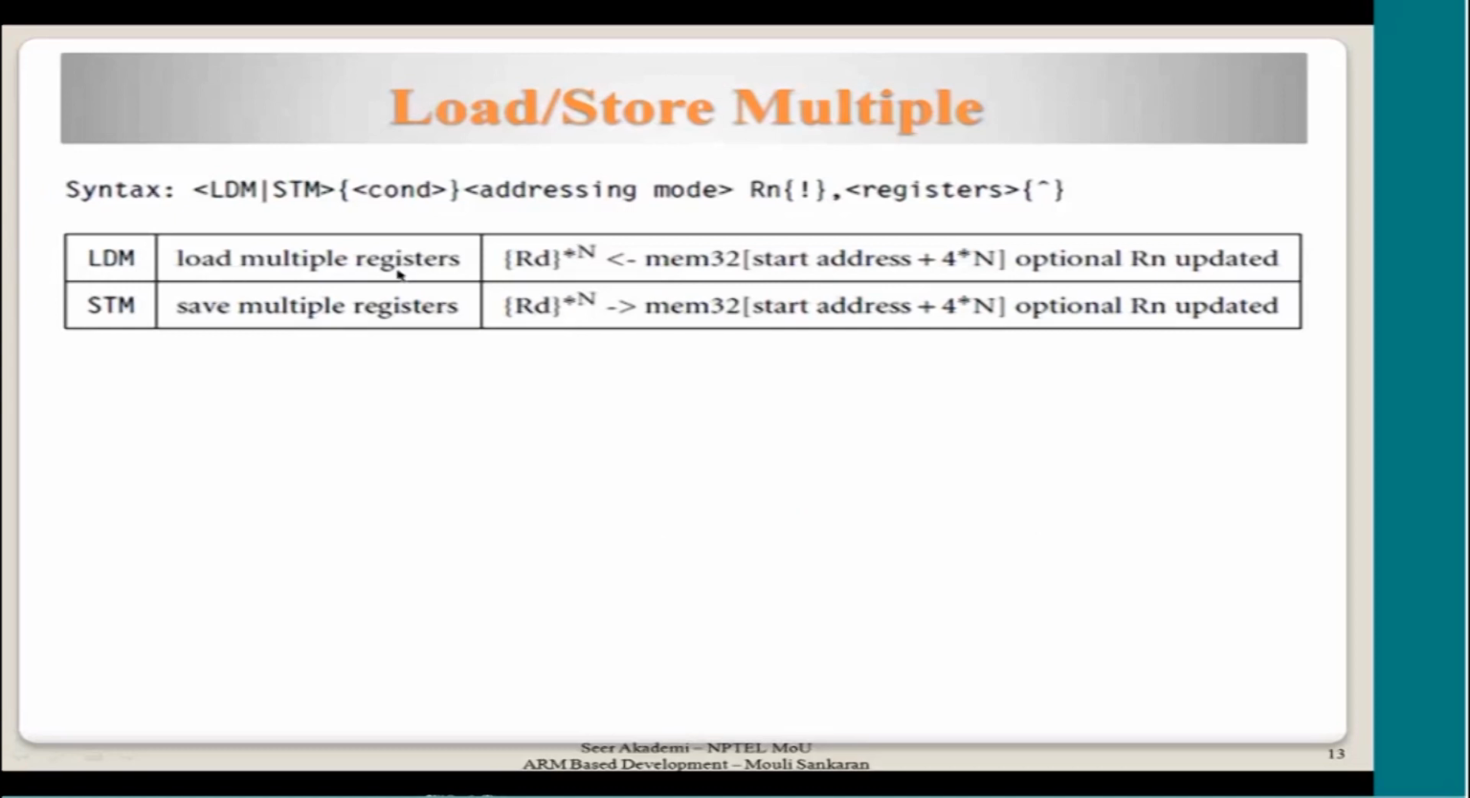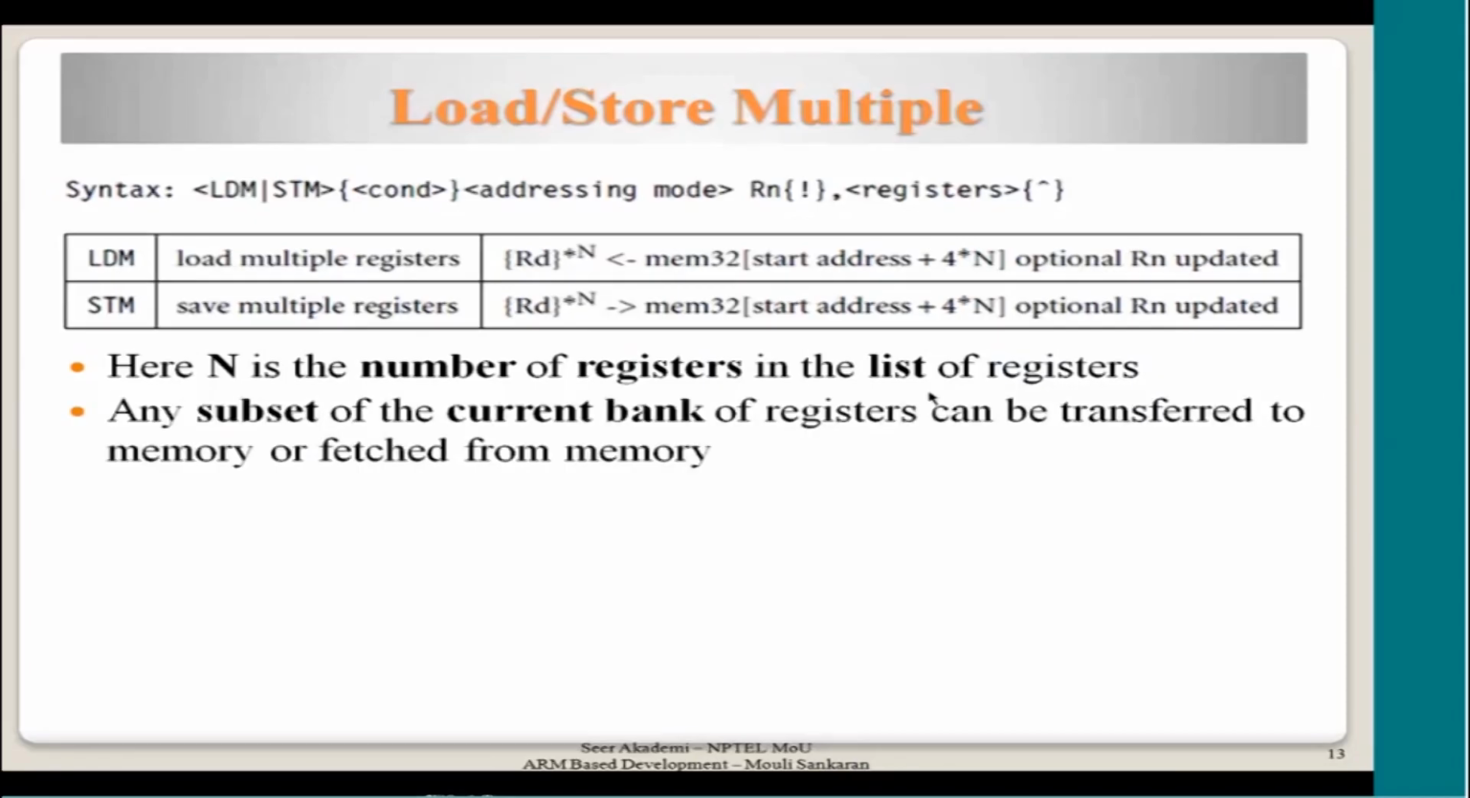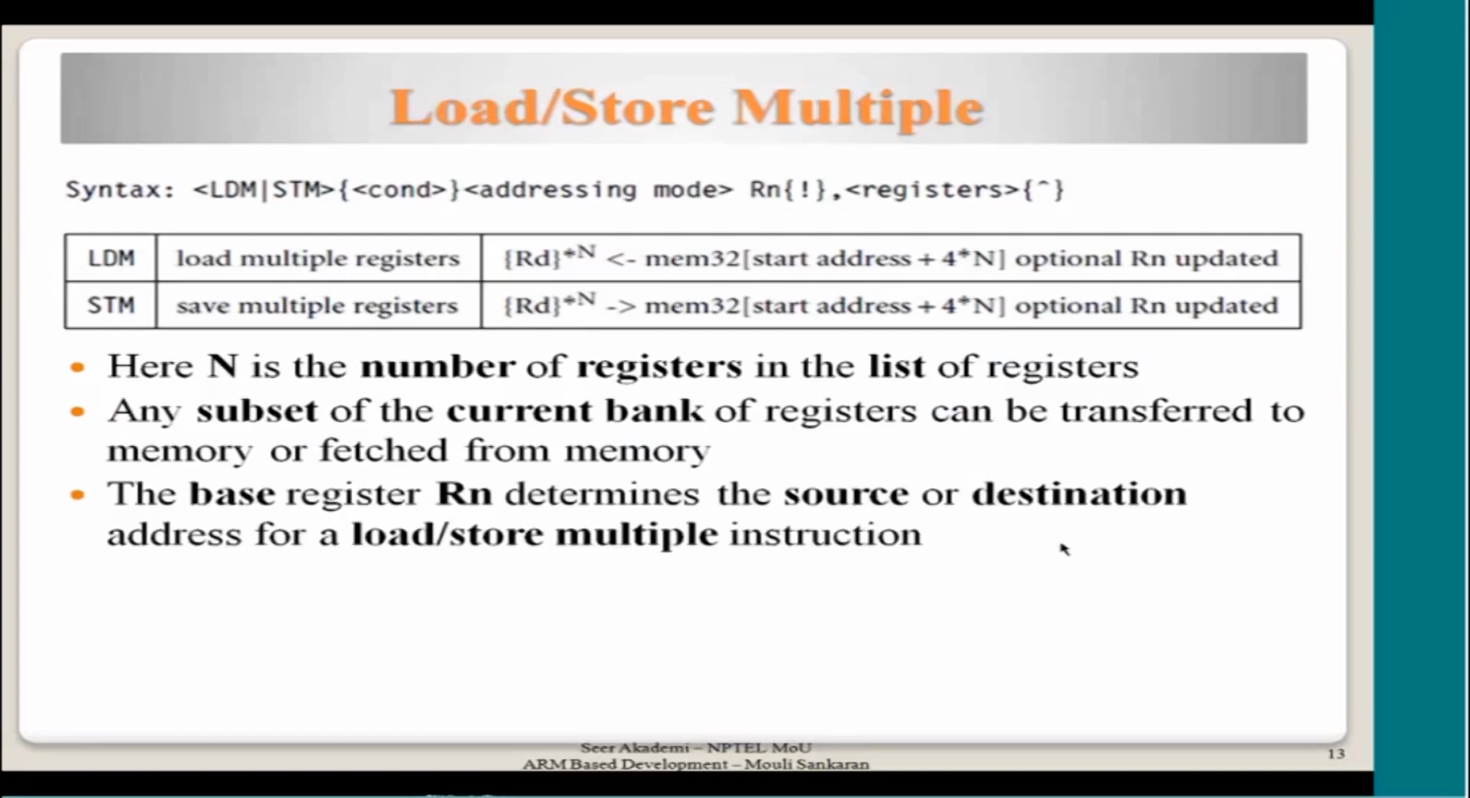Basically, a load multiple loads from consecutive addresses in memory, and the contents of the memory are copied into the set of registers you have given. Similarly, store saves the set of registers into consecutive addresses in memory. So n is the number of registers. Here that many registers are saved or stored based on the number of registers in the list. Any subset of the current bank of registers can be transferred. There is no limit. You can give 1 or n number of them. 16 are there, maybe you can give 16. But at least one register should be mentioned in the list. You cannot give an empty list.